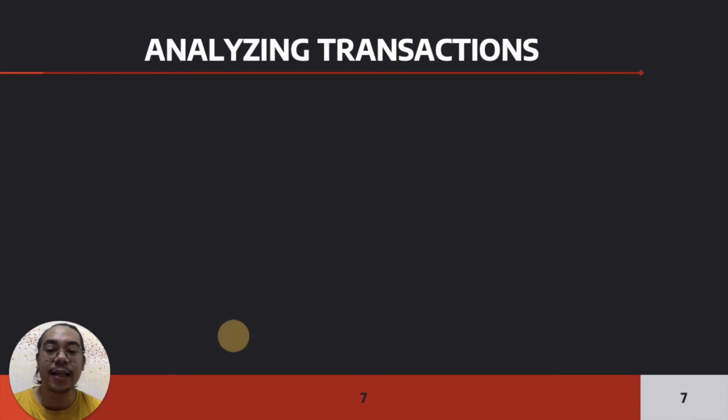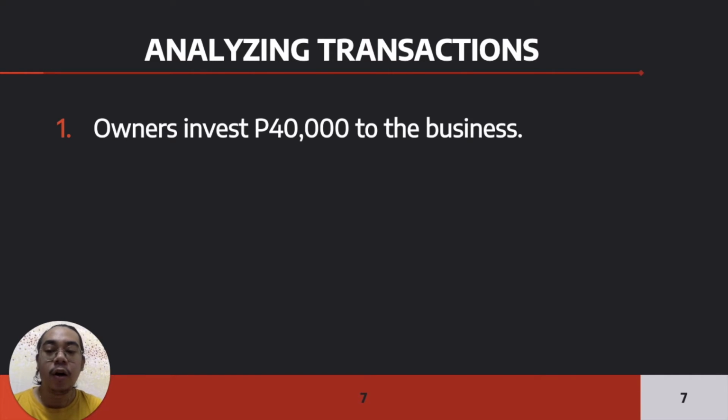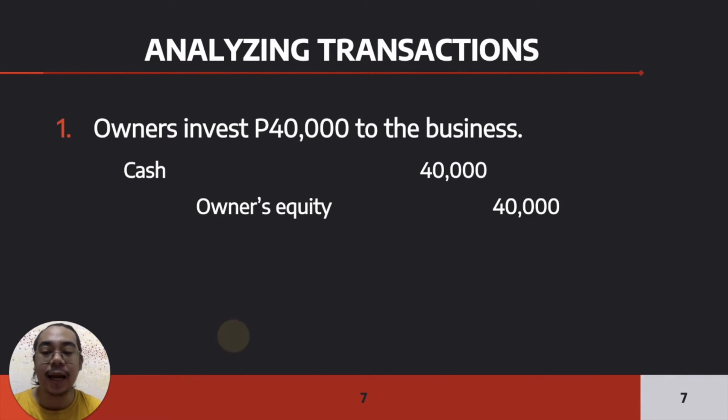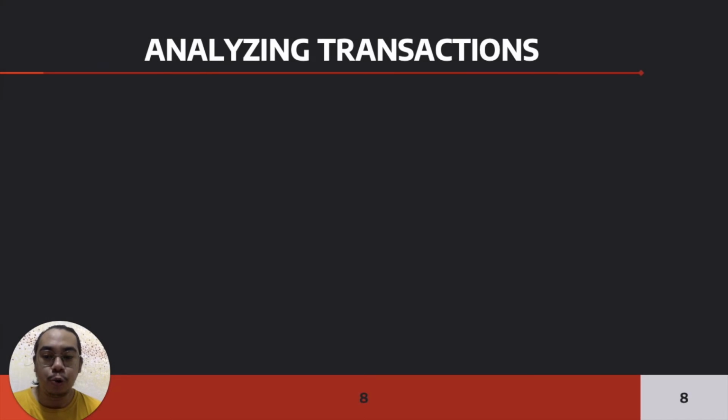So, i-analyze natin ang mga transactions. Meron akong 8 transactions dito. We will try to journalize them. So, transaction number 1, owners invest 40,000 to the business. So, nag-invest daw yung owner ng pera 40,000. So, if you analyze the transaction, nadagdagan yung cash mo ng 40,000 at nagkaroon ng equity. So, ang journal entry natin is debit cash kasi nadagdagan yung asset at credit owner's equity kasi nadagdagan yung equity, 40,000 pesos.